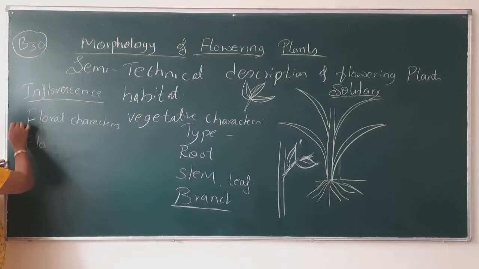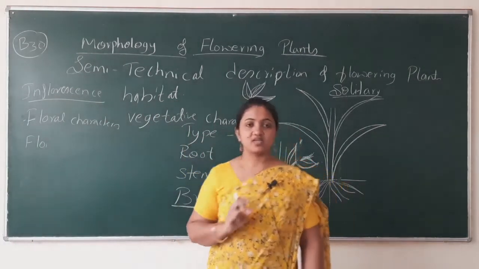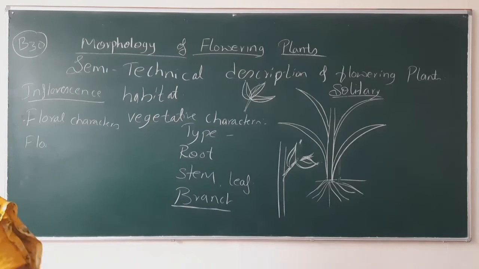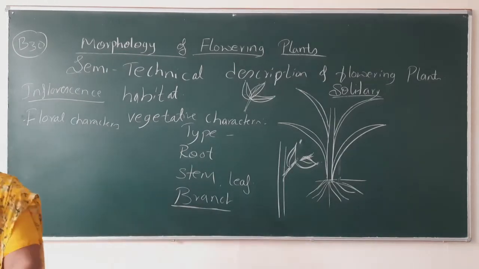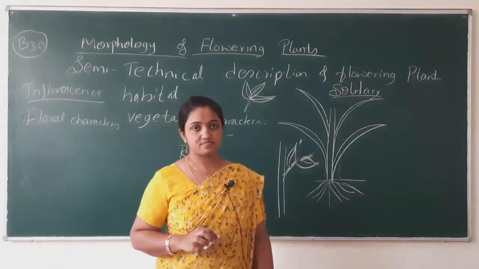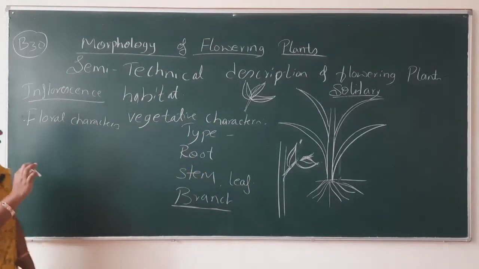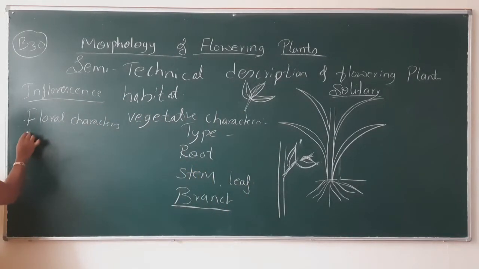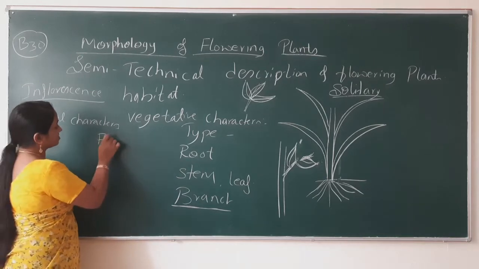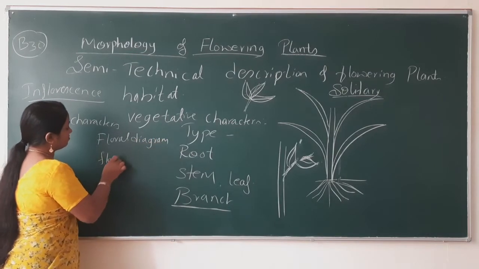So after this, coming to the floral character, just now I said you have to describe the floral characters in symbols. So I'll write the symbols now and tell the expansions of those symbols. Right from the bract till the perigynous, hypogynous and epigynous ovary, all those things I am going to show you in a symbolic way. The floral character consists of floral diagram and floral formula.